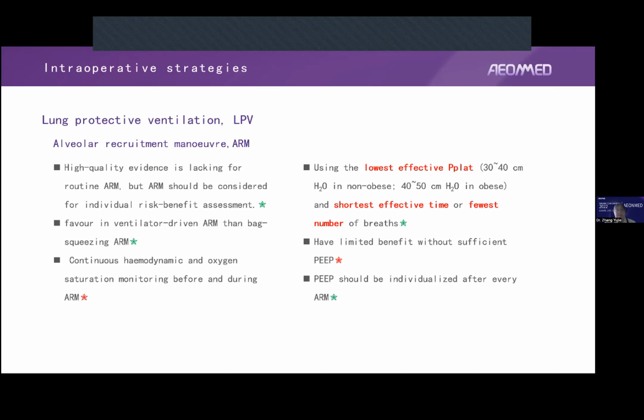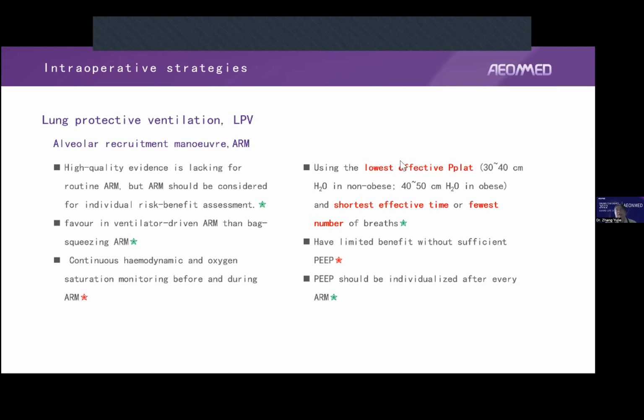for more benefits. Using a bag squeeze might be the most convenient way, that means manual ARM, but ventilator-driven ARM is safer and more effective. One thing we need to notice is that both ways of ARM might cause hypotension or even arrhythmia while doing it, so continuous hemodynamic monitoring is essential. In order to avoid these complications, we should use the lowest pressure, the shortest time, and the fewest number of breaths which are effective.